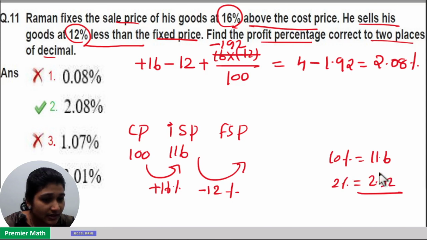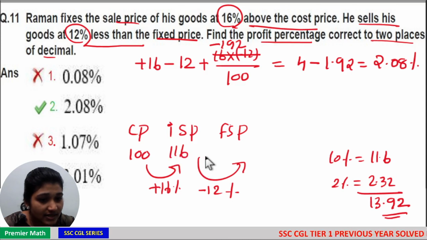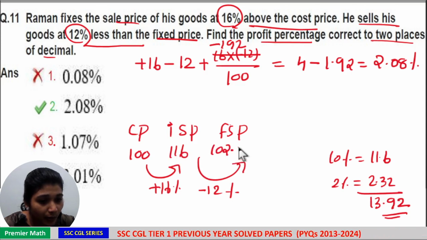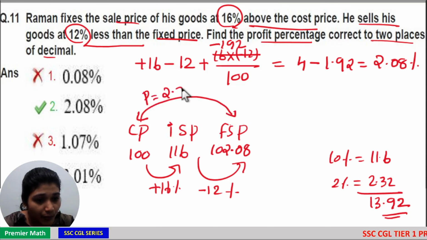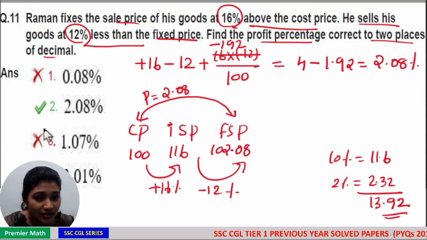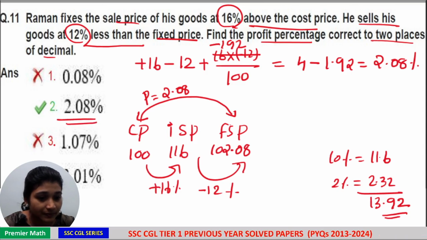Then total 12% is equal to 13.92 rupees. So 116 minus 13.92 means 102.08, which means here cost price and final selling price difference is the profit. Here profit is equal to 2.08. That is profit percentage is 2.08 out of this 100. Option 2 is your answer.